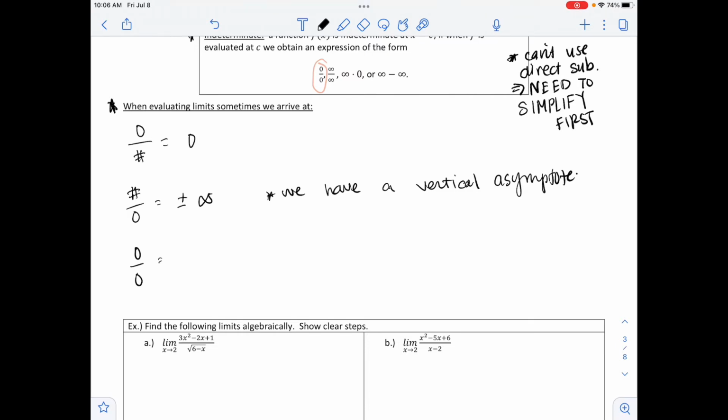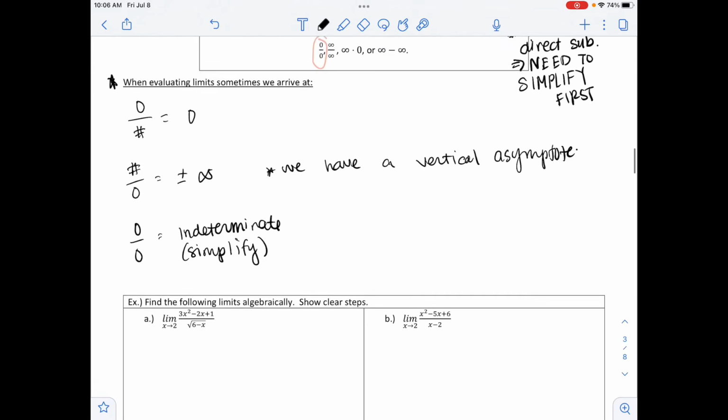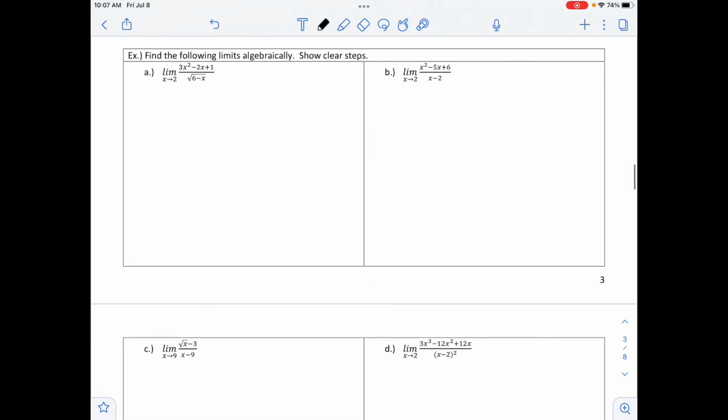The other one that we have here is 0 over 0, and this is indeterminate. And anytime we have indeterminate, we need to simplify. And so this is going to rely on our algebra skills. And so we need to simplify. And so this is usually the rational function can be simplified, or a table can be used to evaluate whatever it is that we're looking at for that limit. So we have some examples right below that say find the following limits algebraically and show clear steps.